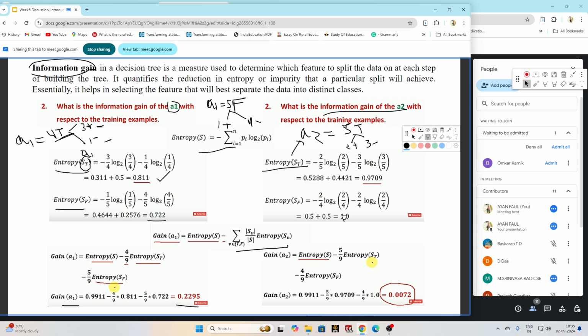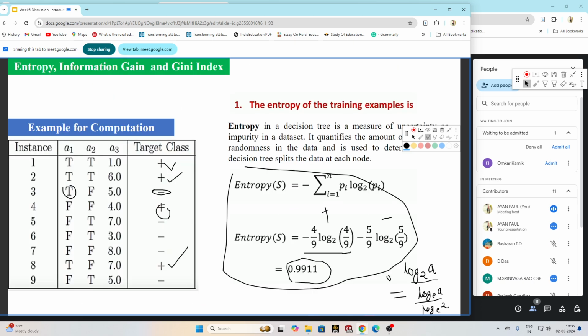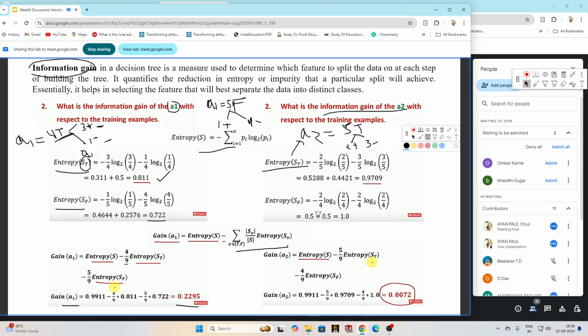In A2 we have 4 false examples, and in the 4 false examples we have 2 negative and 2 positive. So minus 2 by 4 log base 2 of 2 by 4 minus 2 by 4 log base 2 of 2 by 4. Now when we do our entropy, it comes to 1.